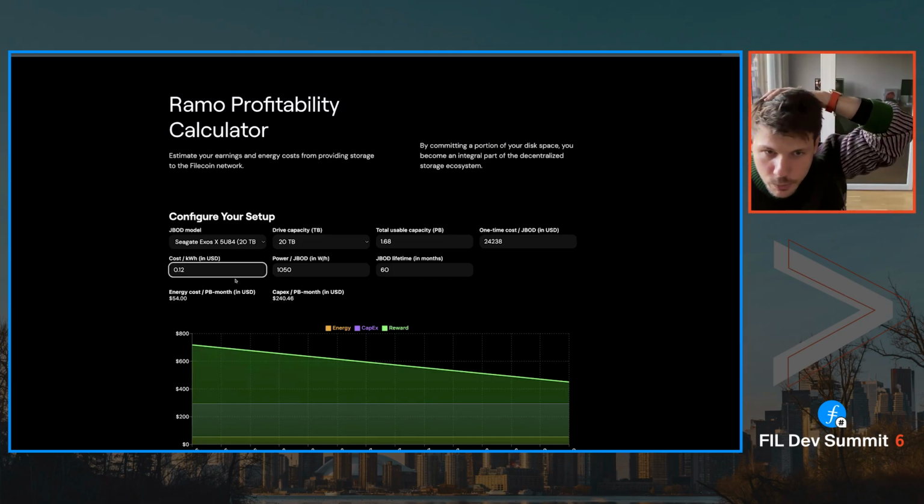But ultimately, the parameters here are the total capacity that is usable and the cost of the JBOD. So we are incorporating that here.